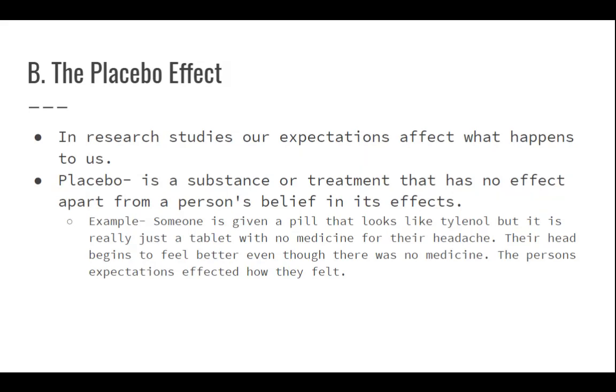There's also what's called a placebo effect in the control group. In research studies, our expectations affect what's going to happen to us. And this is where the placebo effect comes in. A placebo is a substance or treatment that has no effect apart from a person's belief in its effectiveness. An example of this would be someone who's given a pill that looks like a Tylenol for their headache, but really it's just a tablet with no medicine.